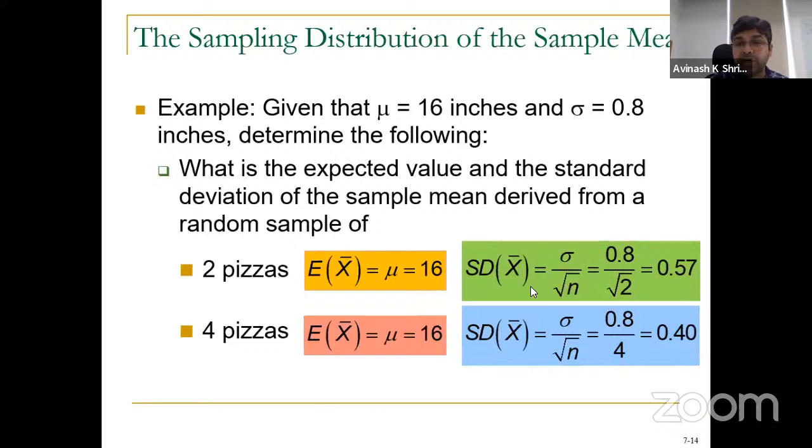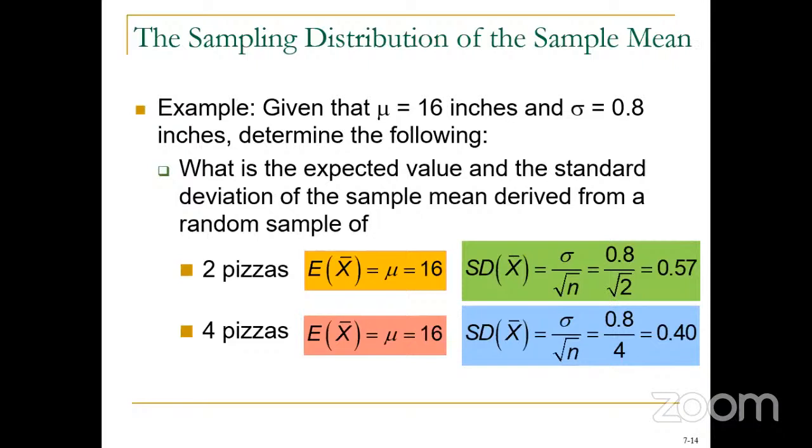In case of 2 pizzas, the standard error is 0.57. In case of 4 pizzas, the standard error is 0.40. And you can easily understand from these values that if you keep on increasing the number of pizzas, say 4 to 8 to 16, the standard error will keep on decreasing and it will become 0. It will become 0 when n is tending towards infinity, right? So now we have understood that the mean remains the same in case of sampling distribution, and there is an impact on the standard error. So we can move forward.